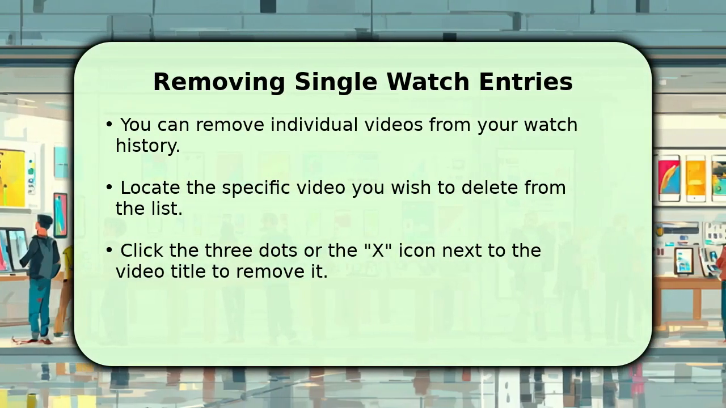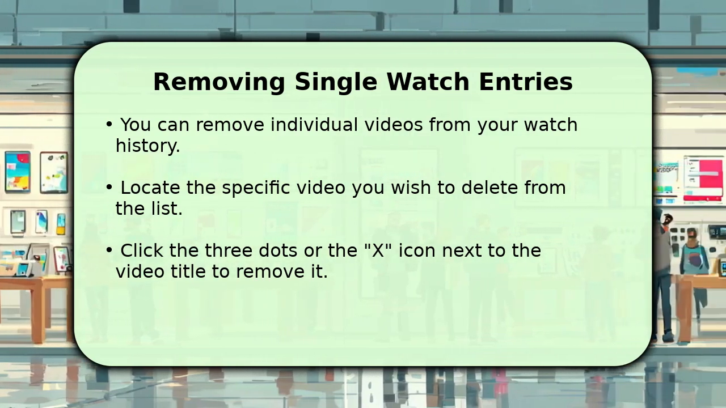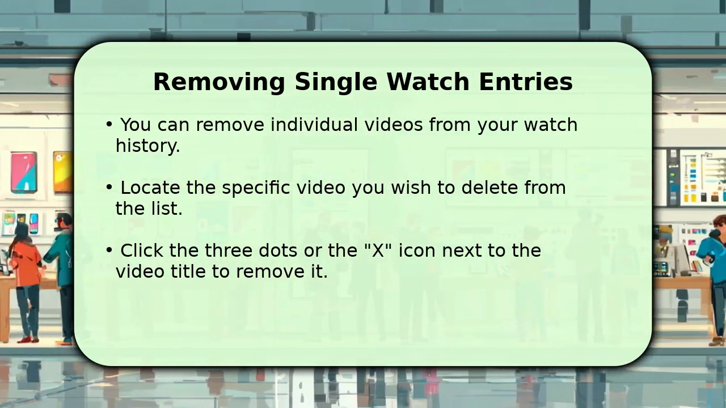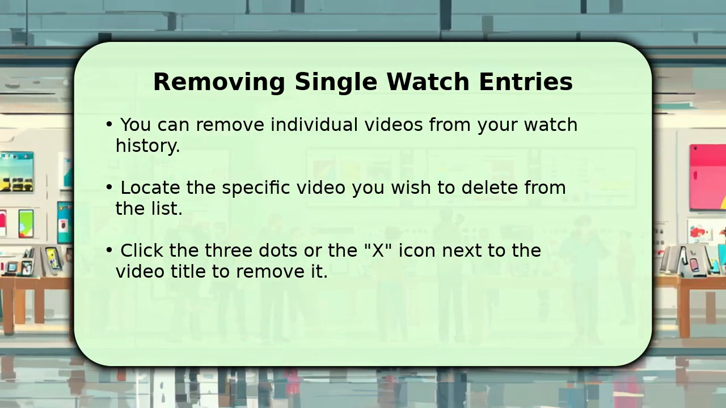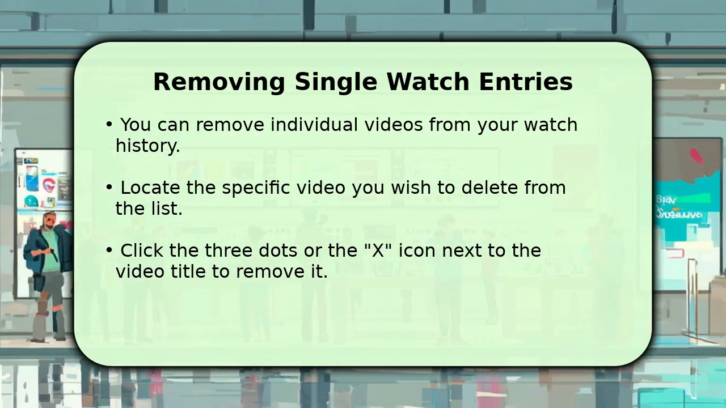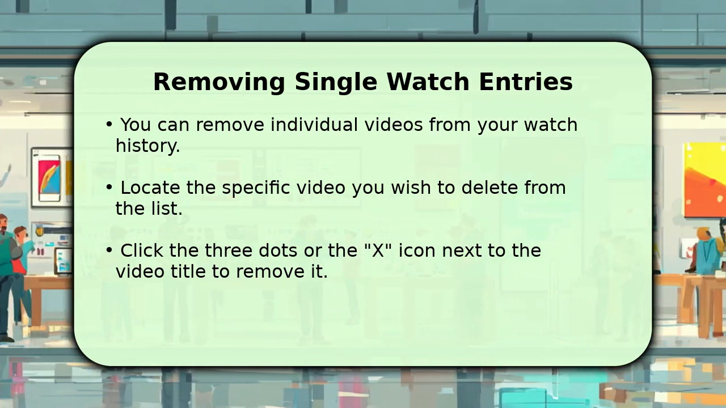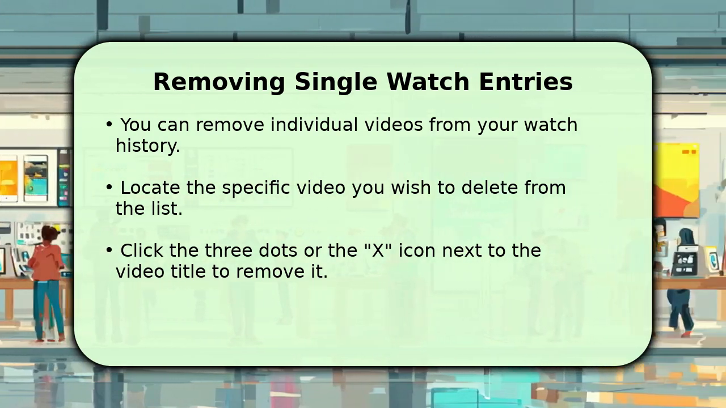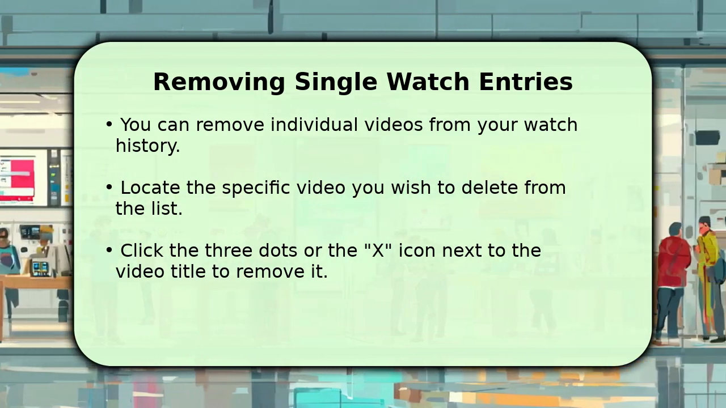Once you are viewing your history, you will see a list of all your watched videos. To delete a single entry, simply hover your mouse over the video on a computer or tap the 3 vertical dots next to it on a mobile device. A small X or Remove from Watch History option will appear. Clicking this will instantly remove that specific video from your list, ensuring it no longer appears in your past activity. This is perfect for quick, individual adjustments.